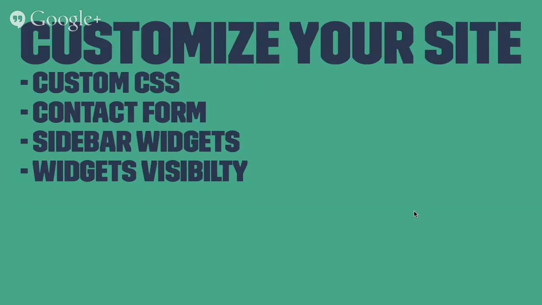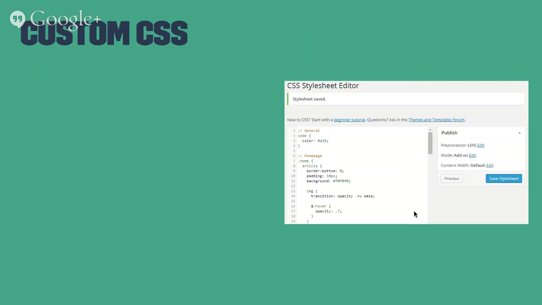So the very first section is customize your site. And we're going to talk first about custom CSS, contact forms, sidebar widgets, and widget visibility. So we'll go ahead and dive right into custom CSS.